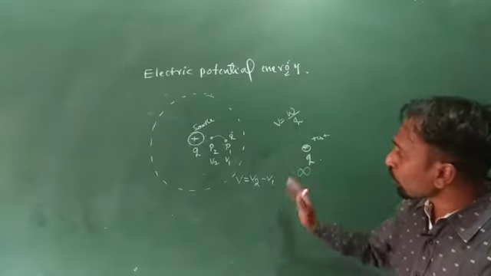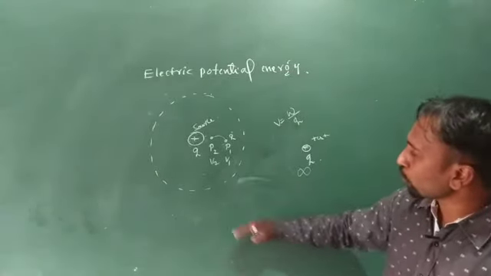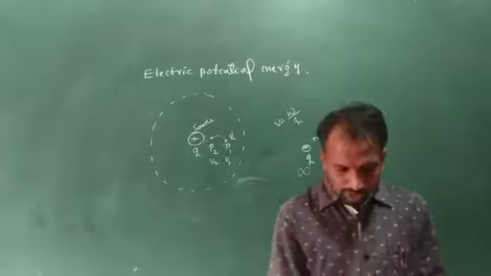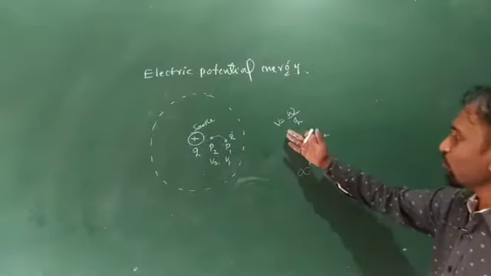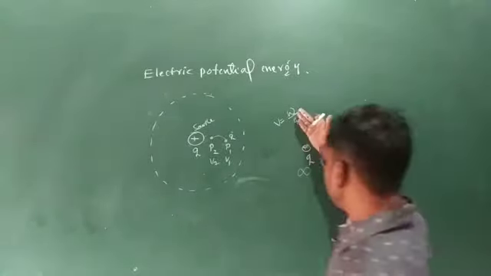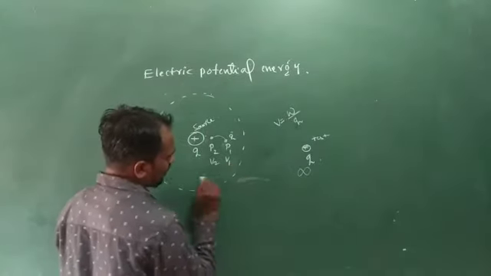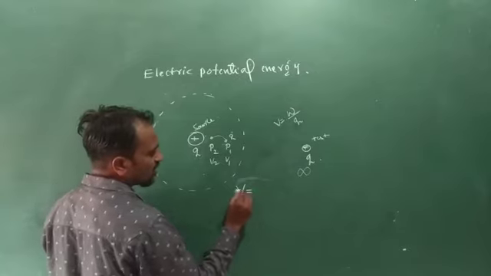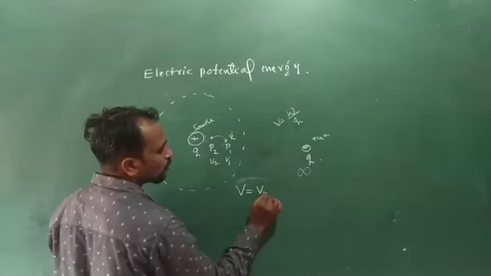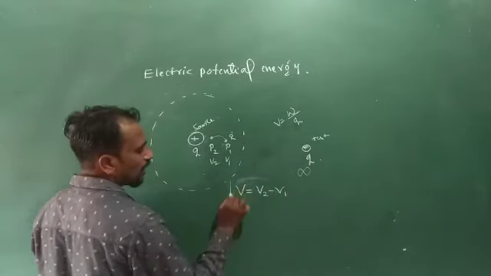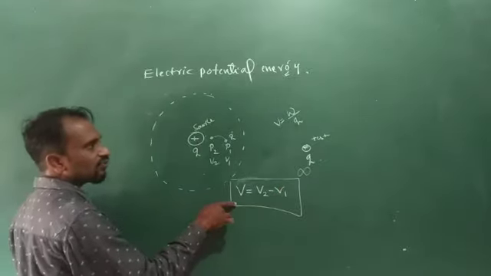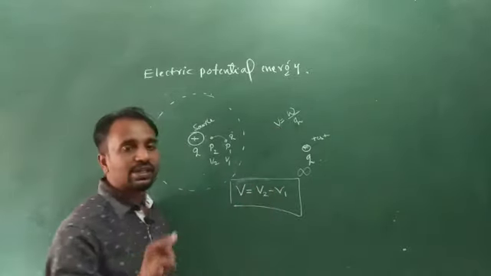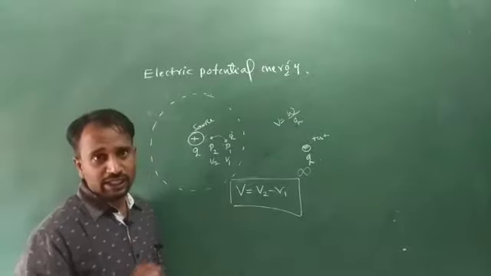Here, to calculate the exact electric potential difference value, we again use the same formula, V is equal to W by Q. Otherwise, for points P1 and P2, the electric potential difference is V equals V2 minus V1. This is the electric potential difference, and this one is the electric potential energy.